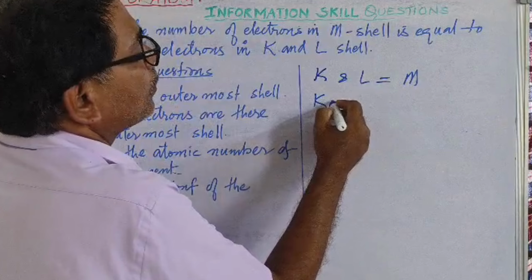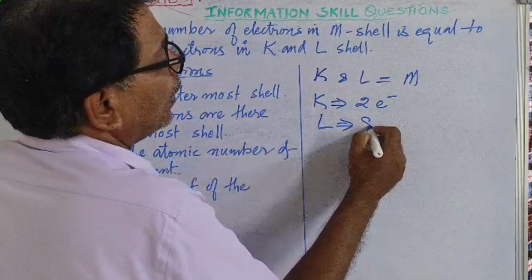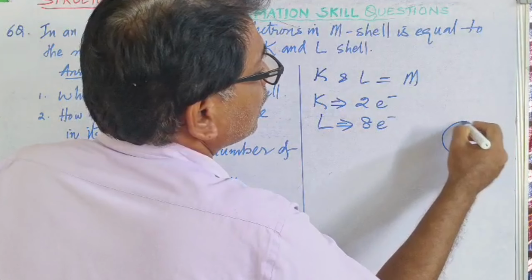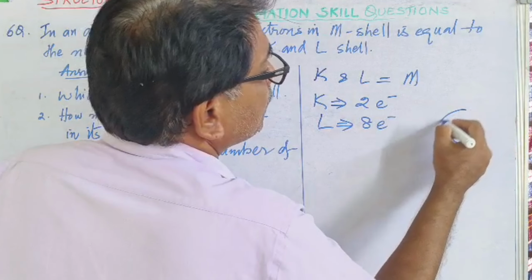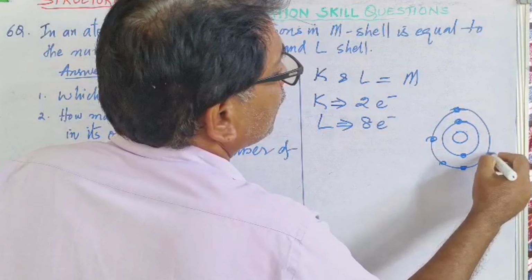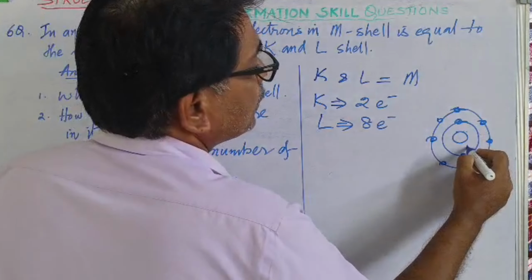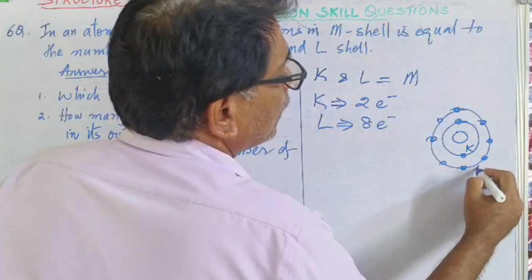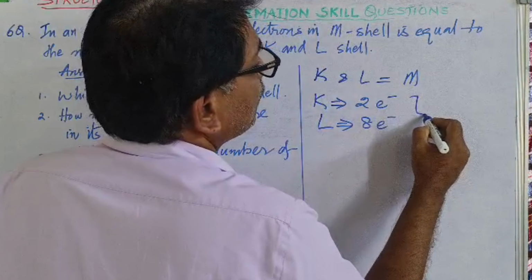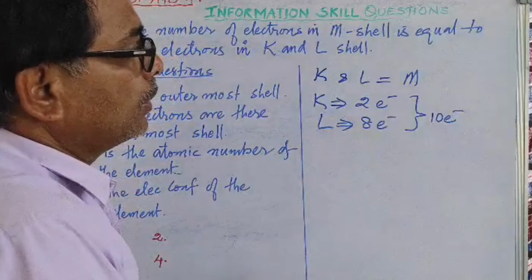So K holds how many electrons? 2. L holds how many electrons? 8 electrons. So it's like this. This is the nucleus, first shell with 2 electrons and second shell with 8 electrons. 1, 2, 3, 4, 5, 6, 7, 8. So that's what it means. This is K shell with 2 electrons, L shell with 8 electrons. So on the whole, how much is the total? Total number of electrons, 10 electrons. So he is saying that the next shell should also hold 10 electrons.